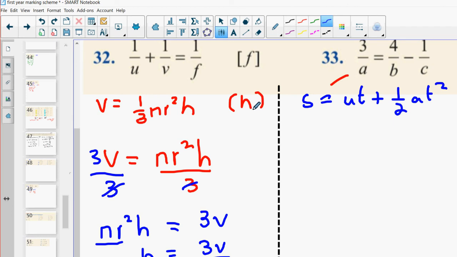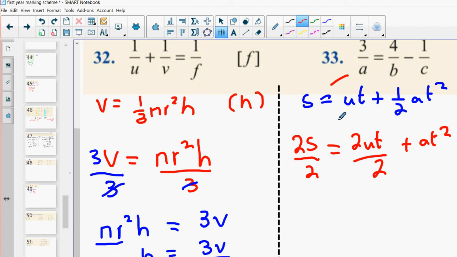This 27, yeah? Great. I'm going to get a common denominator. What's the common denominator? Anybody? 2. 2s over 2. Next one, 2ut over 2. 1 times at squared is thus at squared over 2. Now the 2's on the bottom cancel. I'll do a switch in a second.